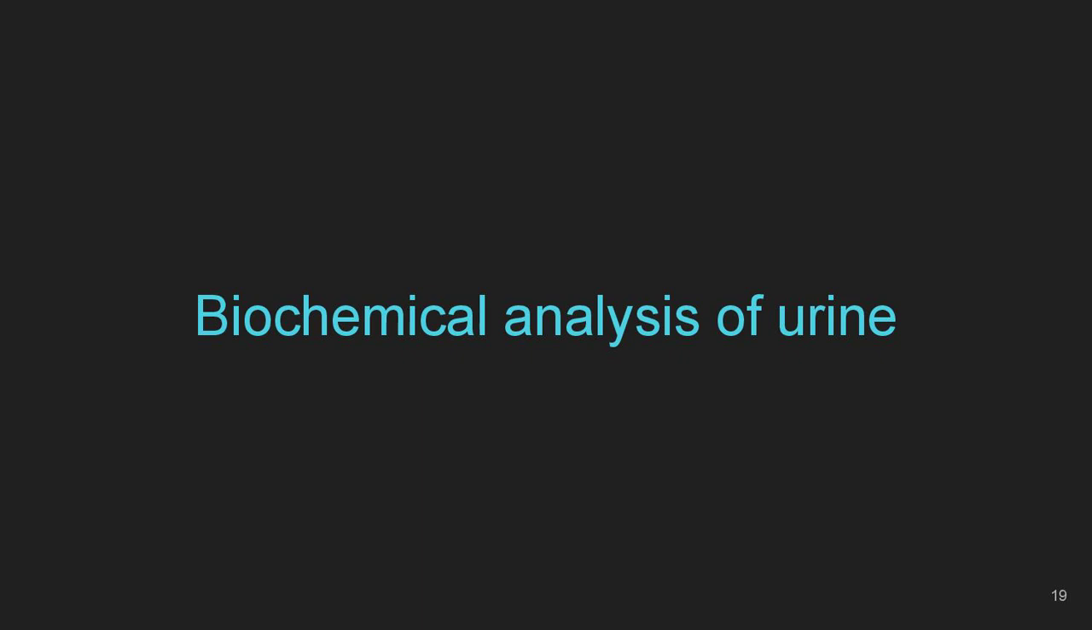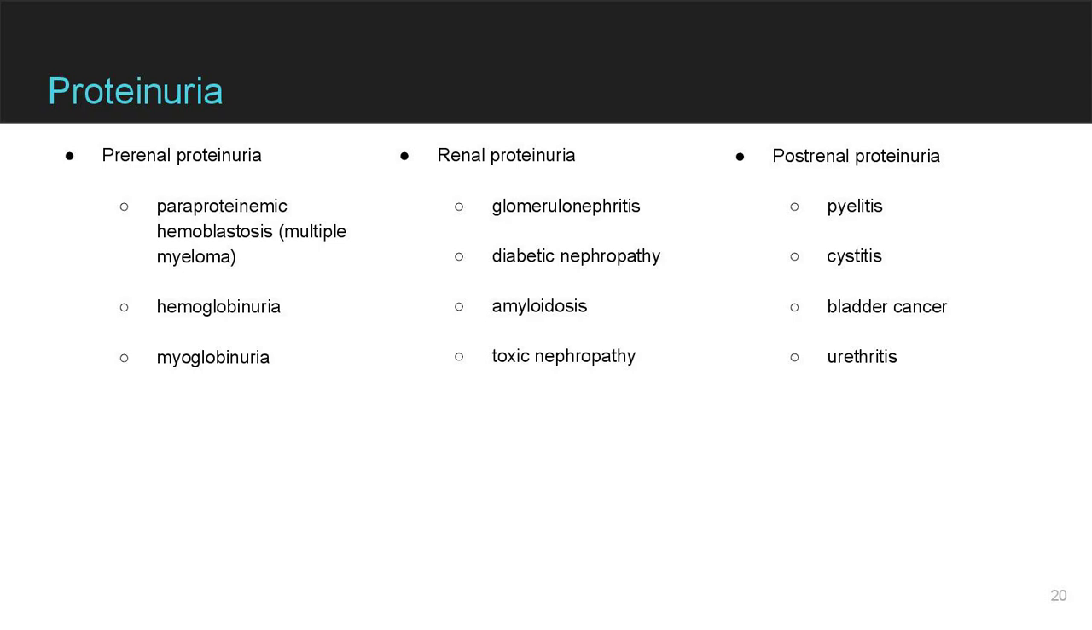Biochemical analysis of urine. We will discuss some cases in class, and we have to know some components which we use to provide true diagnostics. Proteinuria is a situation of accumulation of protein in urine. We know 3 types of proteinuria: pre-renal, so before kidney; renal, kidney; and post-renal, after kidney.